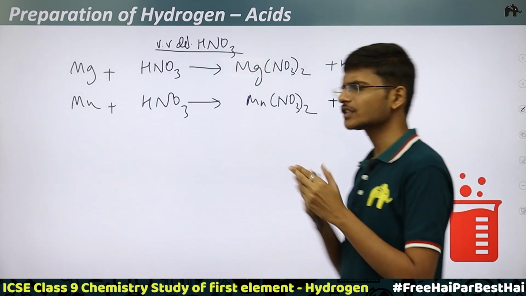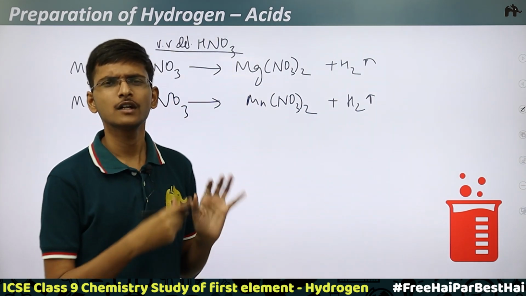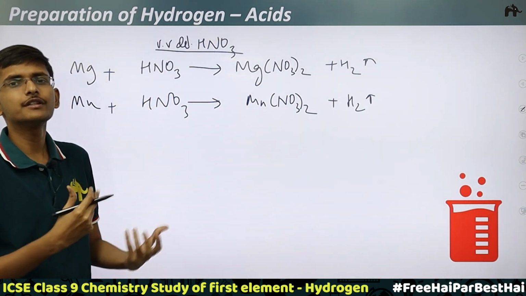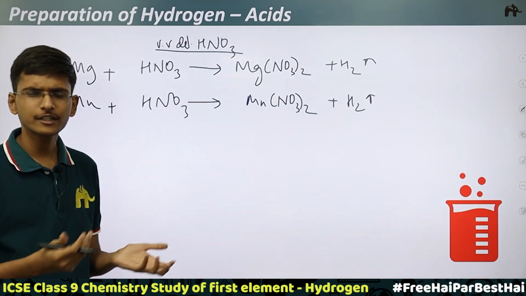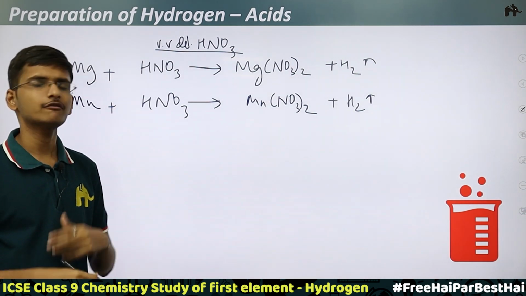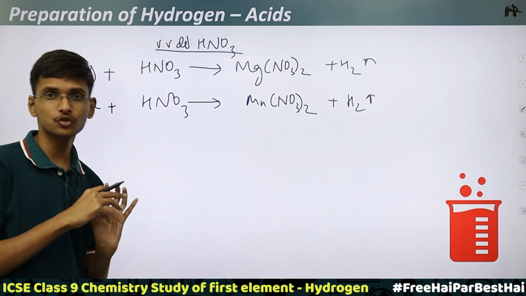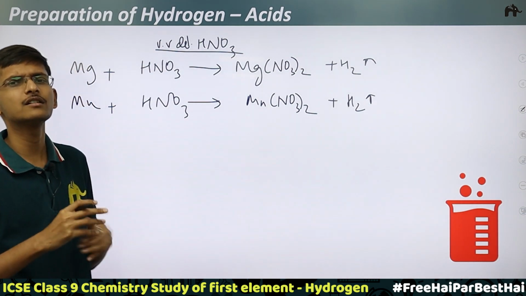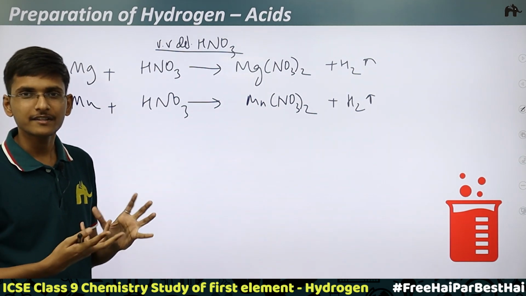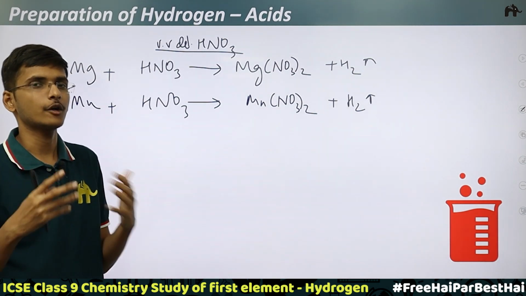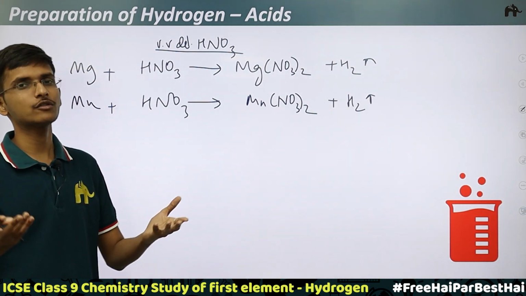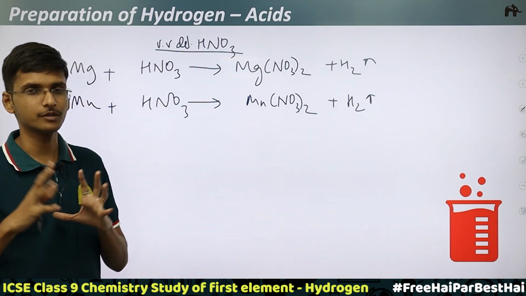You would say, sir, you told us the reactions of magnesium, aluminium, zinc and iron with dilute sulfuric acid and dilute hydrochloric acid, and why don't we use these metals, magnesium, aluminium, zinc, iron, with dilute nitric acid? I hope that is clear to you. And why we don't use lead with dilute sulfuric acid and dilute hydrochloric acid, that also would be clear.